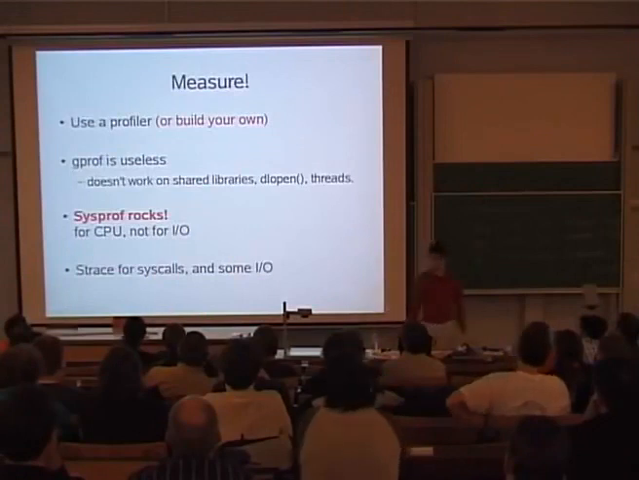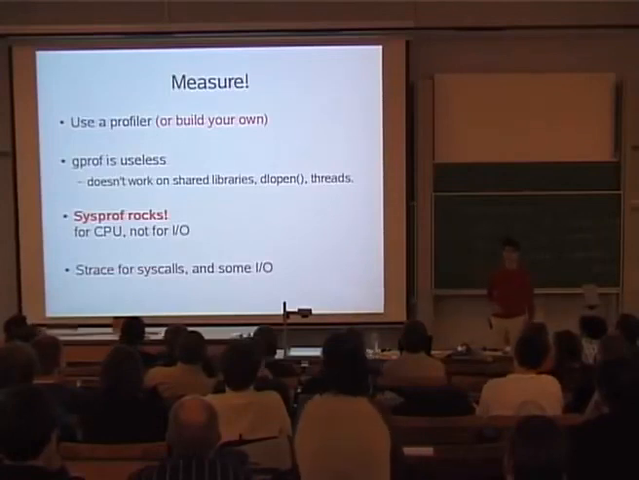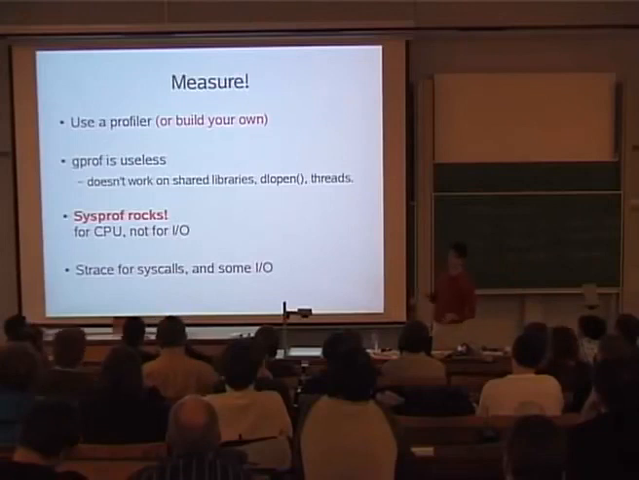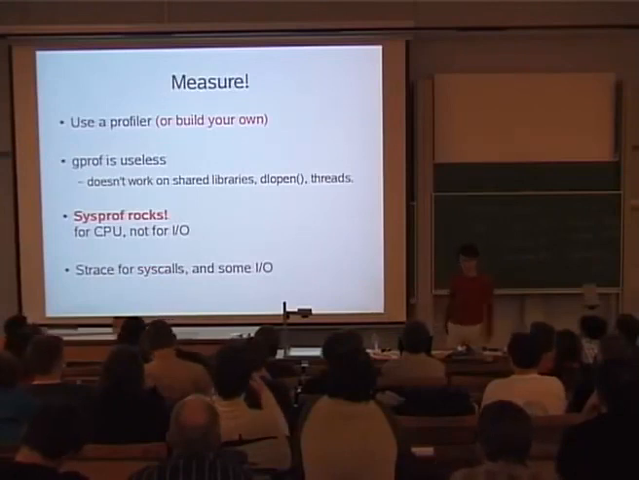So how do we measure things? Well, we use a profiler. Profiling tools in free software in general, they suck. gprof is completely useless. It doesn't work for shared libraries. It doesn't work for multi-threaded programs. It doesn't work for things which you use with dlopen. So it's very nice for the examples in the gprof manual, but otherwise it's useless.